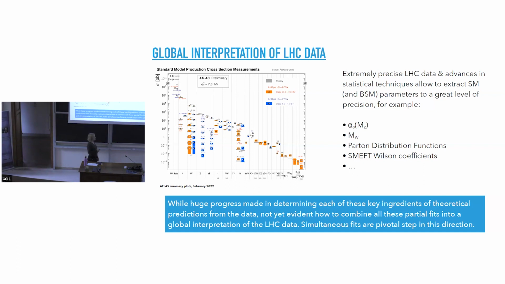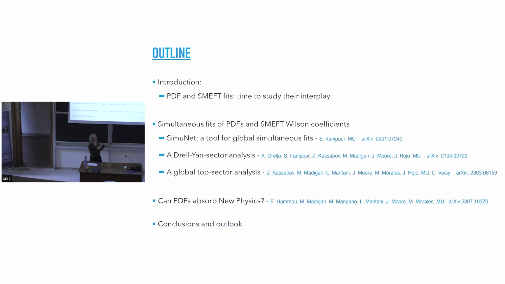What I started to think is that while there has been a huge progress in determining each of these key ingredients of theoretical predictions, it's not yet evident how to combine all these partial fits into a global interpretation of the LHC data. I think that simultaneous fits are really important in this direction. I will especially talk about PDF and SMEFT fits, but this is true also if you want to stay in the standard model realm, as I will mention towards the end.